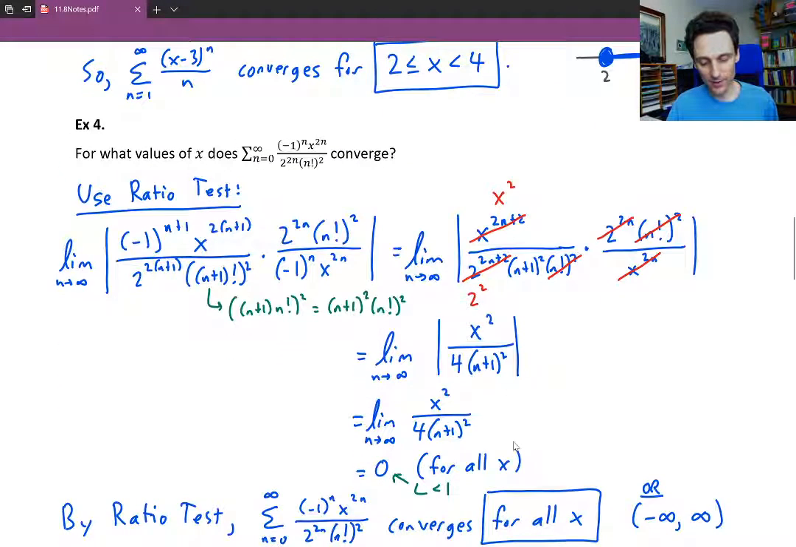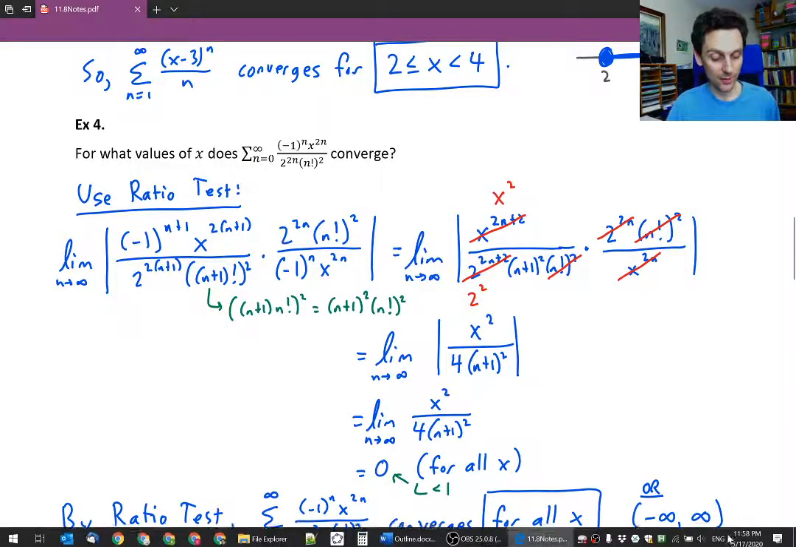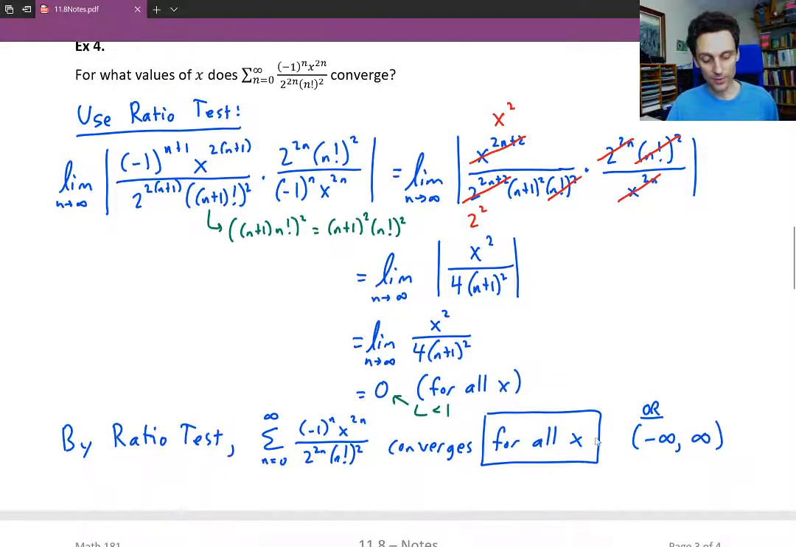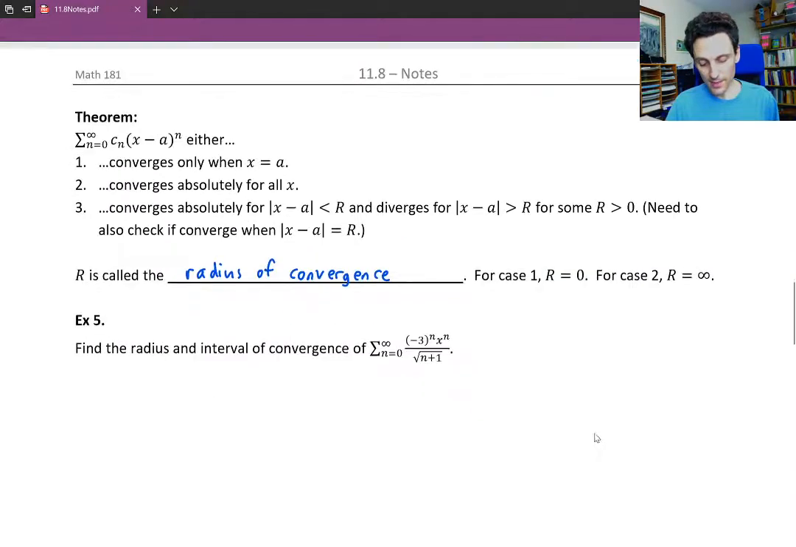Then for example 4, we saw that this power series converged for all values of x, for all real numbers for x. Now it turns out that there's a theorem that says those are the only three possibilities we could have for a power series converging. So given a power series with center a, it's either going to converge only at its center, only at x equals its center, or it'll converge absolutely for all values of x.